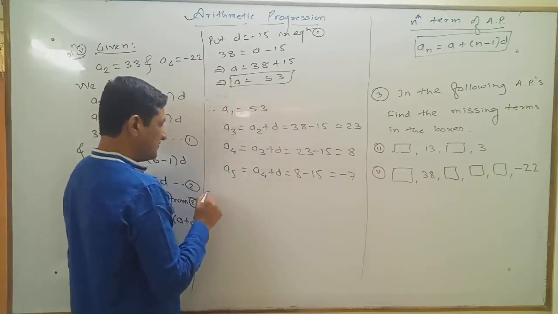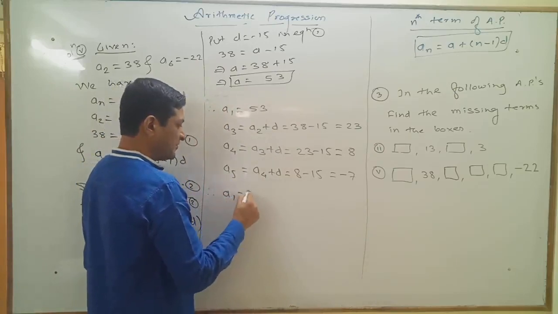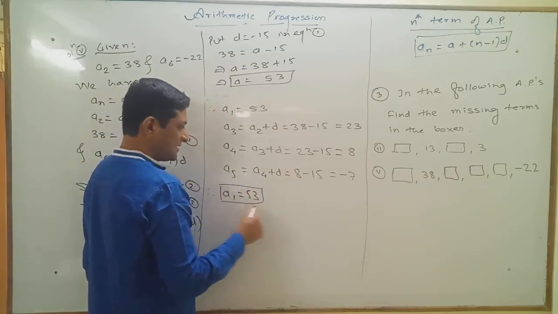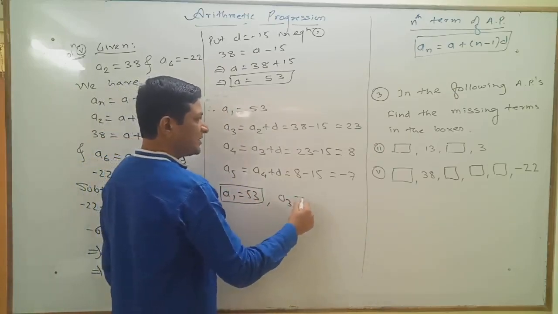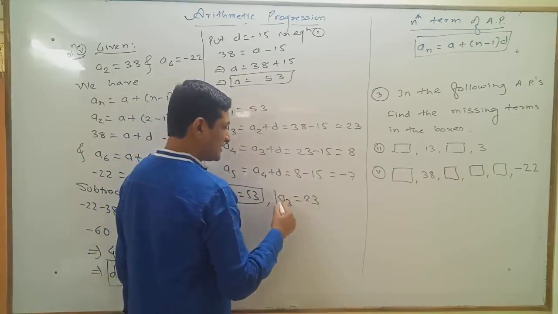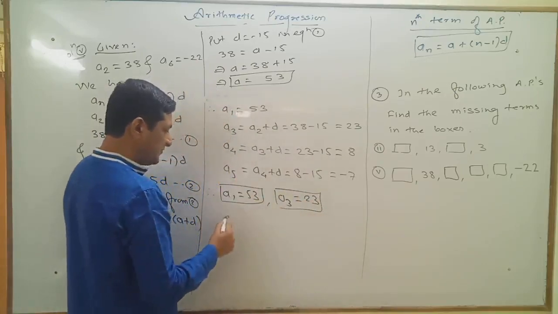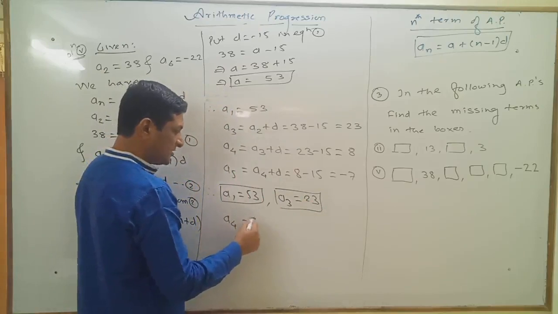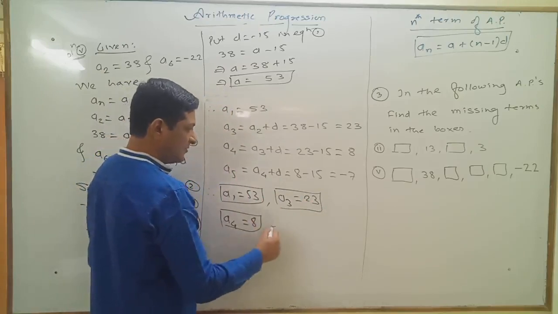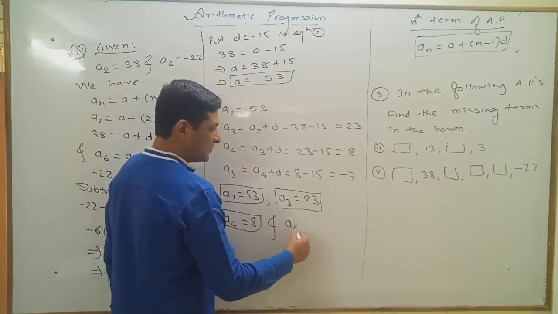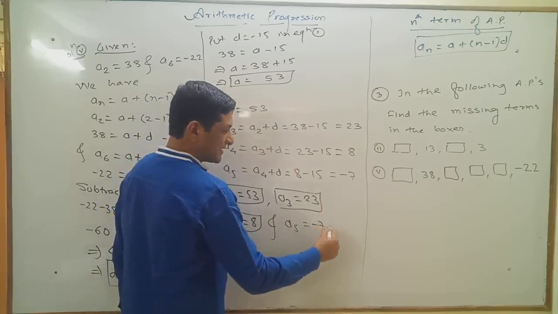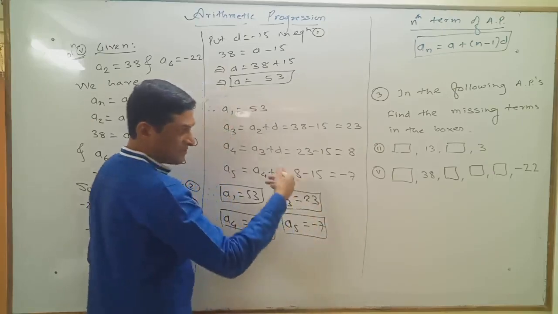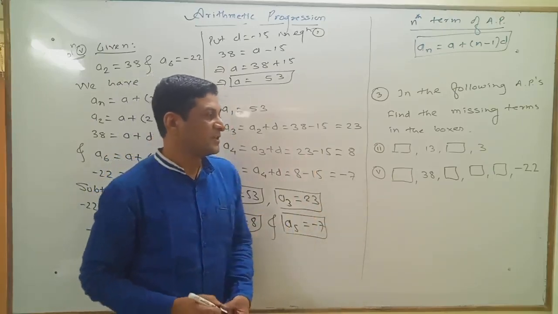So therefore A1 is equal to 53. This is our first required value. A3 is equal to 23. This is the second required value. A4 is equal to 8. This is the third required value. And lastly, A5 will be equal to minus 7. So in this way, we are trying to find the missing terms or required terms.